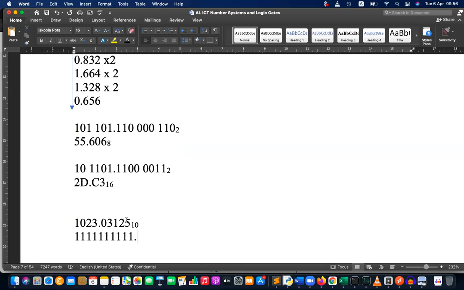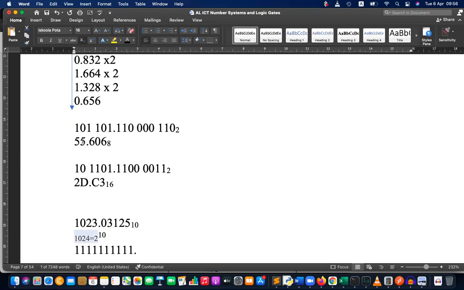1023. Yeah, it's 111, 10 ones. Because 1024 is 2 to the power 10. How did I get this? 1024 is equal to 2 to the power 10. Agree? Yeah. It is 2 to the power 10.